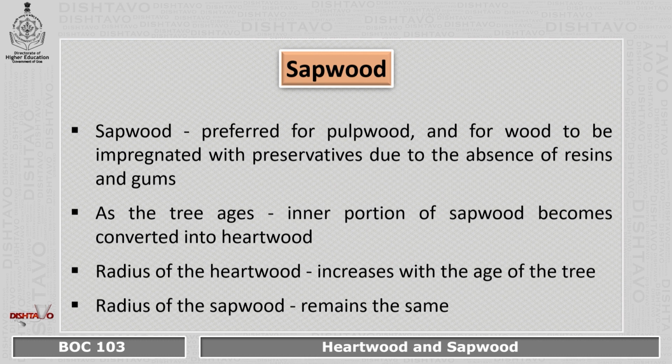Simultaneously, deposition of substances such as resins, gums, and tannins also occurs. As a result, the radius of the heartwood increases with the age of the tree, whereas the radius of the sapwood remains the same.